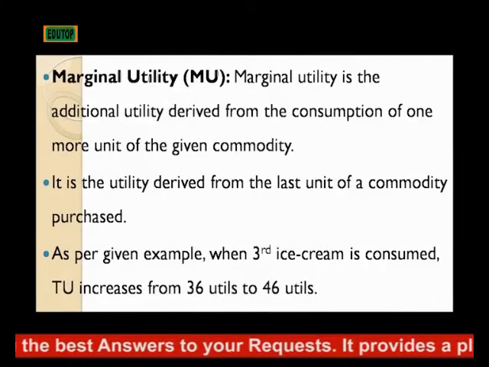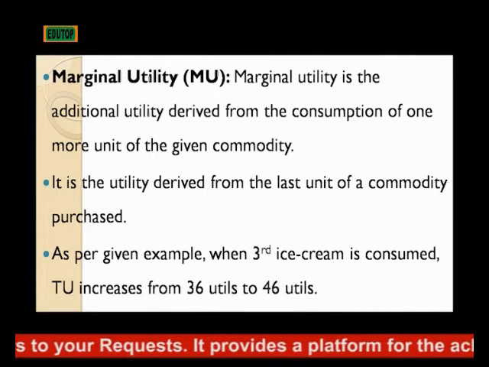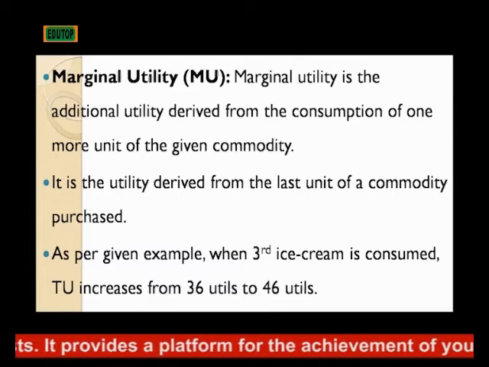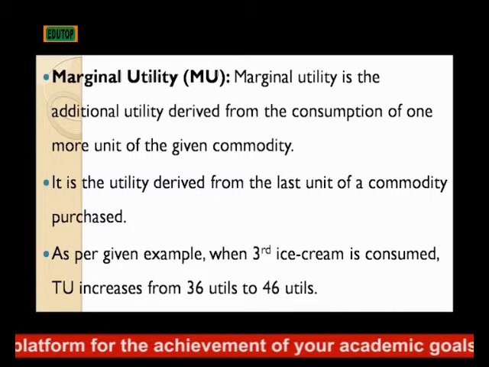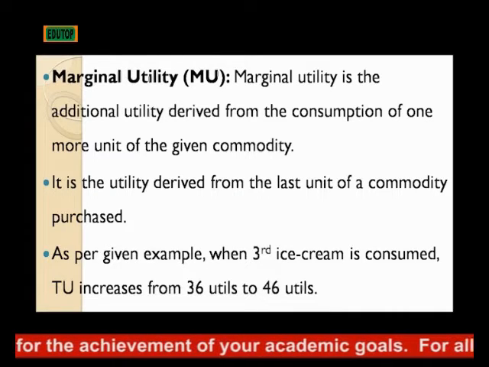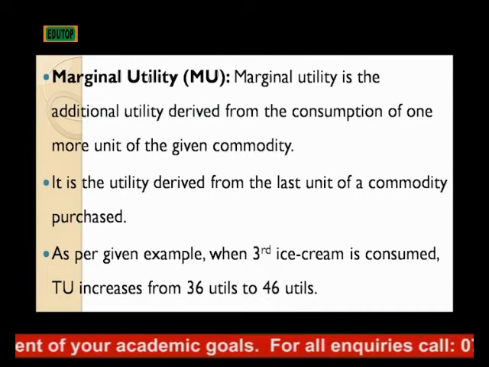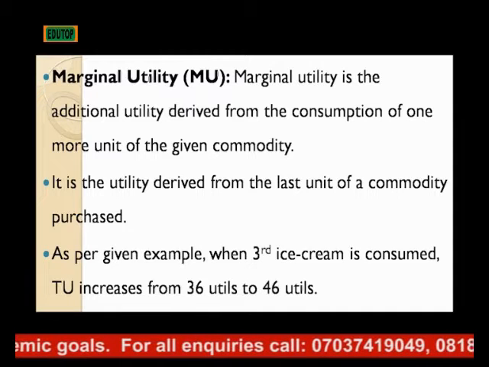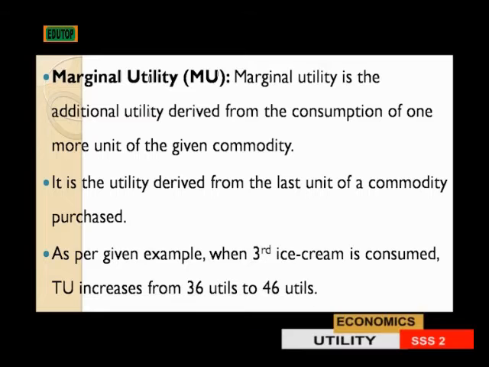Consuming an extra unit of a particular product. It is the utility derived from the last unit of a commodity purchased or consumed. As for the example cited the other time of the ice cream, the third ice cream the student consumed gave the utility of 10, which made the increase of total utility from 36 to 46.